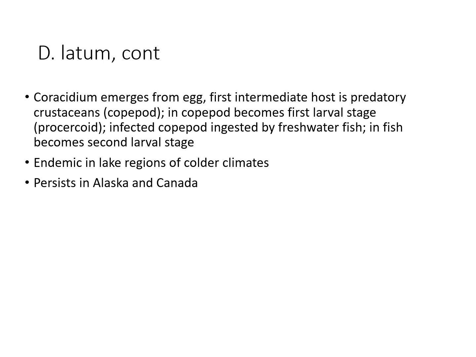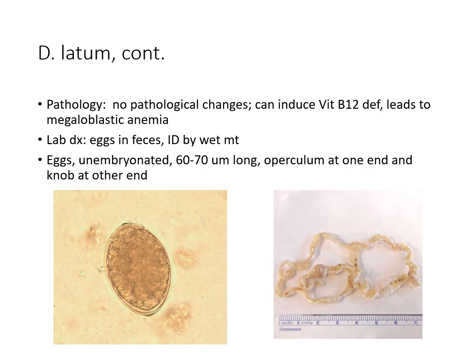The coracidium hatches from the egg and is ingested by the first intermediate host, the predatory crustaceans called copepods. Inside the crustacean, the parasite develops into the first larval stage, the procercoid. When the infected crustacean is eaten by a freshwater fish, the parasite advances to the second larval stage, the plerocercoid. These are endemic in lake regions of colder climates and persist in areas such as Alaska and Canada. There are usually no pathological changes, but it can cause vitamin B12 deficiency, leading to megaloblastic anemia.